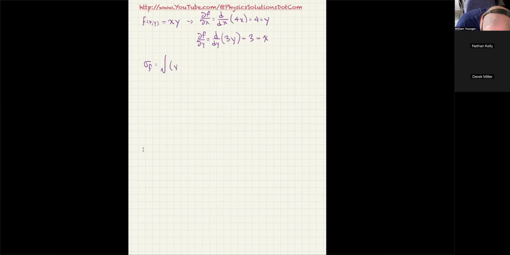I forgot I changed it to y. So that's going to be y squared sigma x squared plus x squared sigma y squared. And that is the actual formula, but it's not a very helpful one.